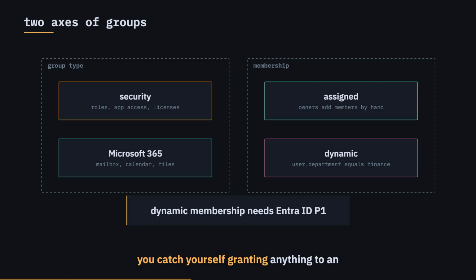One more habit worth building now. Whenever you catch yourself granting anything to an individual user, a role, a license, an app, stop and ask whether a group should hold it instead. Nearly every messy access story in a real tenant starts with grants scattered across individuals.